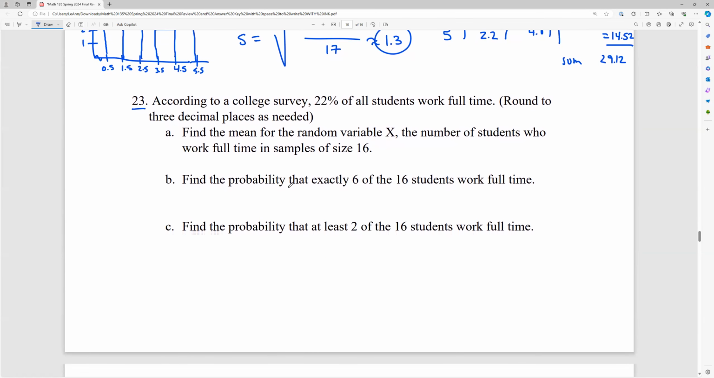All right, let's look at number 23. It says, according to the college survey, 22% of all students work full time. That is a probability that students work. Okay, probability can, remember, be written as a percent. Round to 3 decimal places as needed.